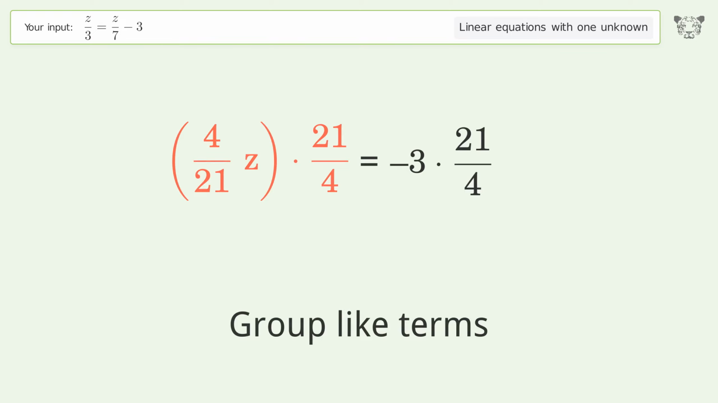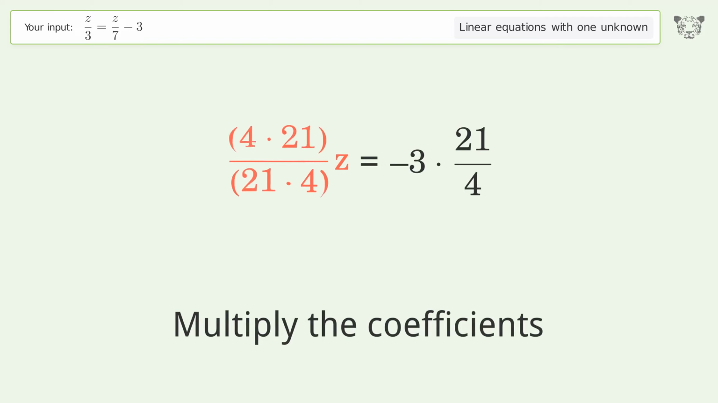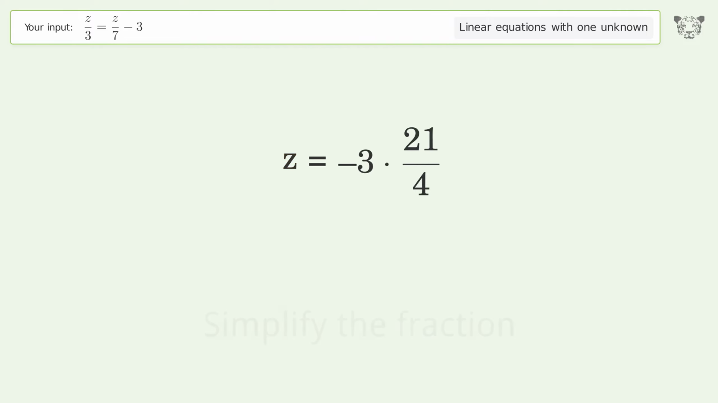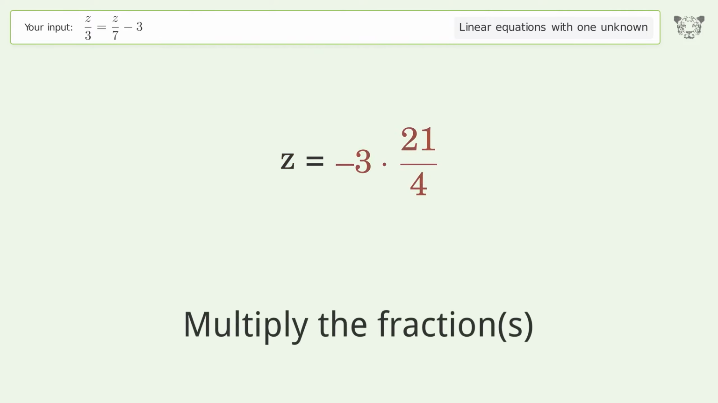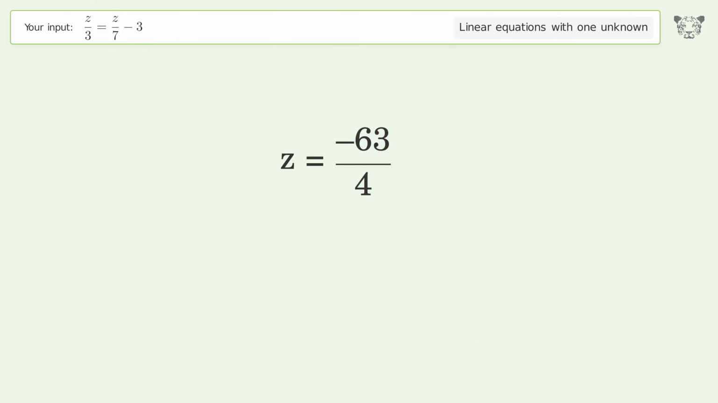Group like terms. Multiply the coefficients. Simplify the fraction. Multiply the fractions. Simplify the arithmetic. And so the final result is z equals -63/4.